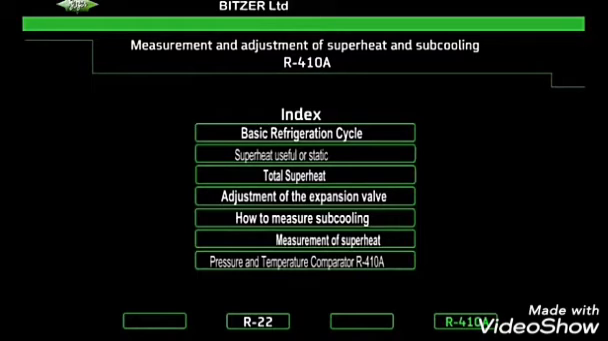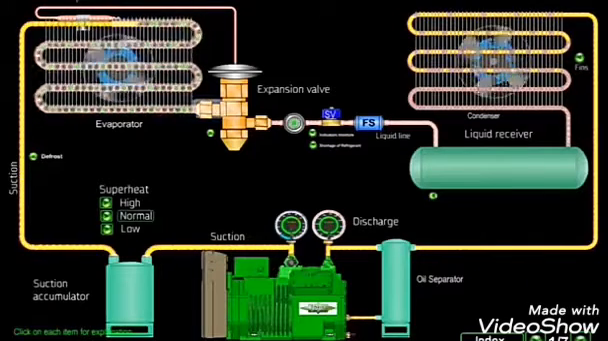The measurement of the superheat and subcooling of a refrigerator. First of all, we see about the compressor.